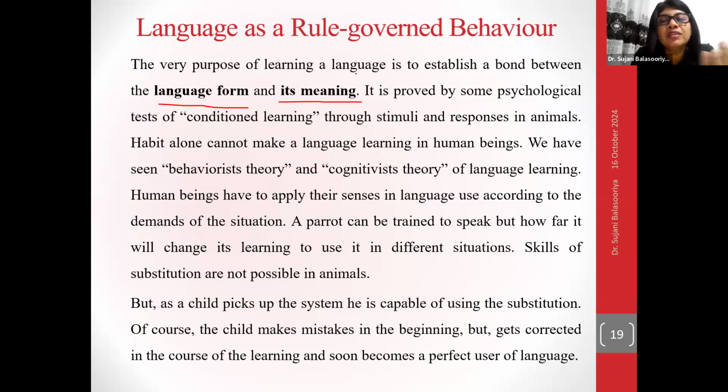So language learning means we try to create a link between this form and its meaning. That is the simple idea behind learning a language. Then this idea is proved by some psychological test of conditioning learning. Conditioning learning is actually a theory, where we talk about learning or acquiring a language through stimuli and responses. Especially, you can find this feature among the animals.